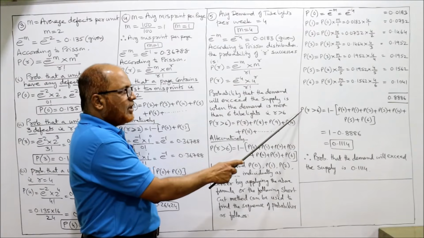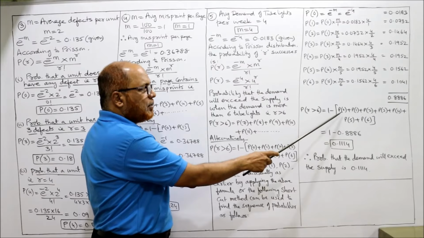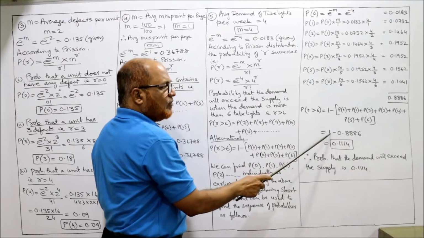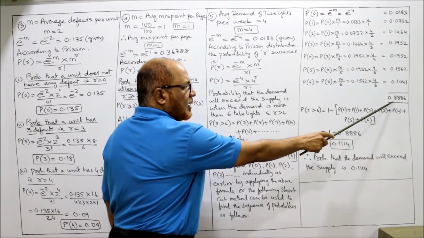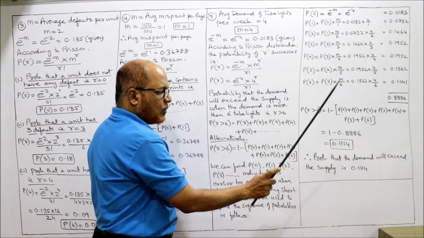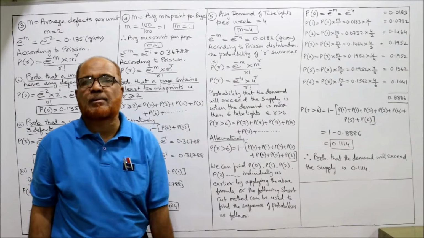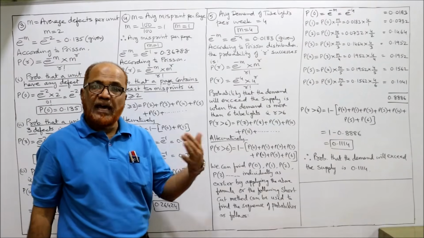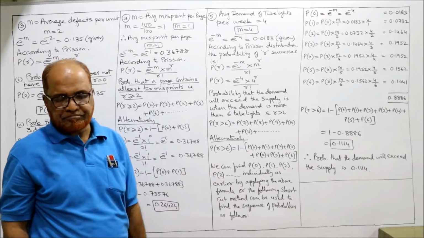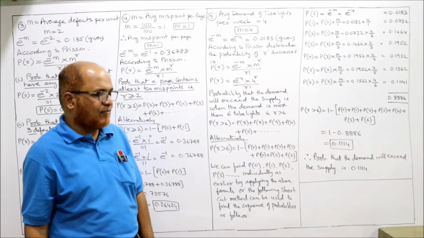Now we'll find out P of R greater than 6, which is equal to 1 minus P of 0, P of 1, P of 2, P of 3, P of 4, P of 5, P of 6. So 1 minus the total, 0.8886, gives 0.1114. Therefore, the probability that the demand will exceed the supply is 0.1114. That's it. This is the end of problem number 5.